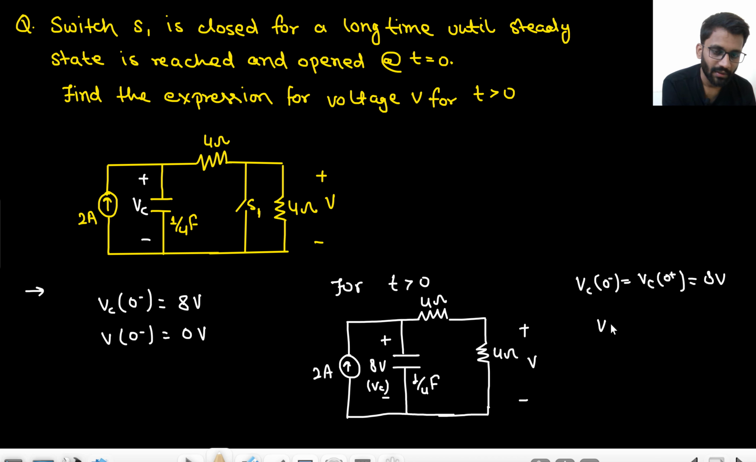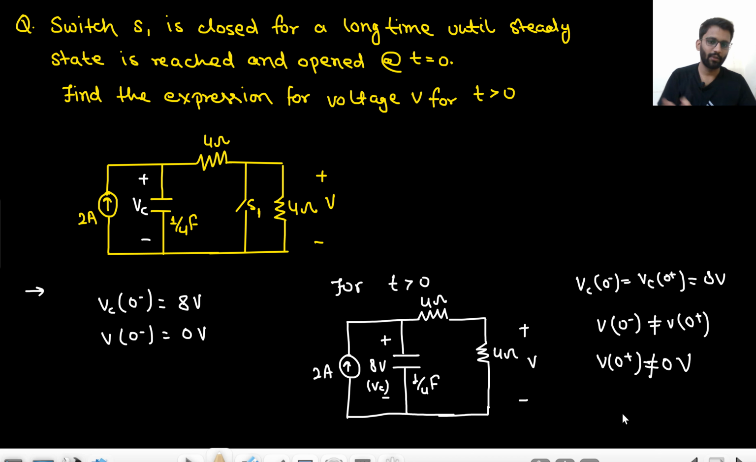But V0(-) will not be equal to V0(+), right? Because this voltage is not across the capacitor. This voltage is across the resistor, and voltage across the resistor may change instantaneously. Only the capacitor will hold its voltage. Only the capacitor voltage will not change instantaneously. Resistor voltage will change instantaneously. So you can't say your V0(+) would be 0 volt.